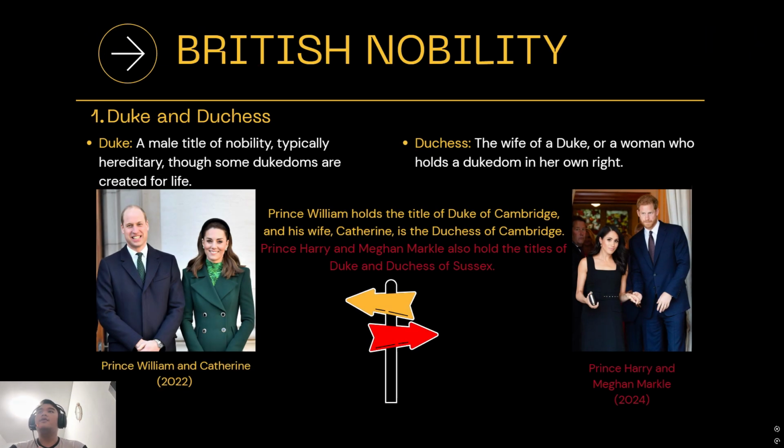The first is Duke and Duchess. Duke is a male title of nobility, typically hereditary, though some dukedoms are created for life. Meanwhile, Duchess is the wife of a duke, or a woman who holds a dukedom in her own right.